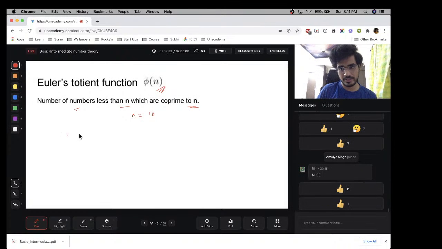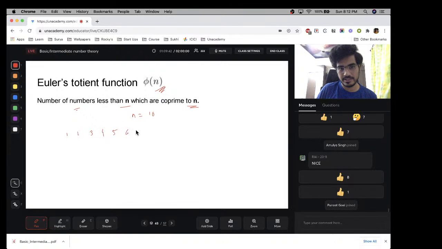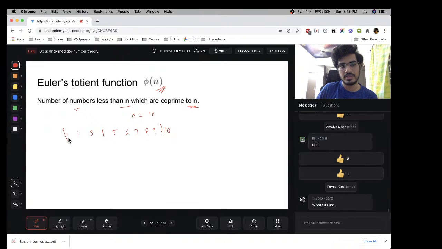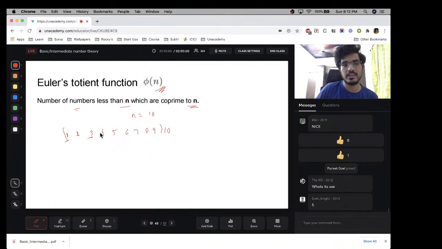Out of 1, 2, 3, 4, 5, 6, 7, 8, 9, 10, the number of numbers which are co-prime to 10, what are those numbers? 1, 3, 7 and 9. We have 4. So phi of 10 is equal to 4.